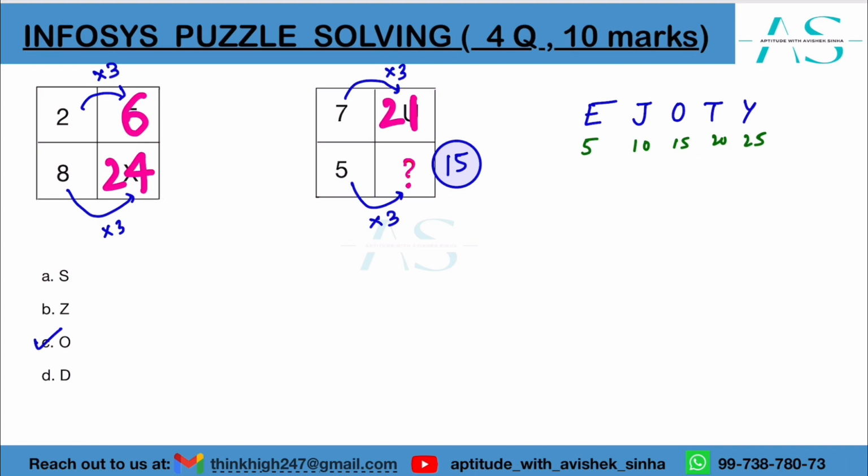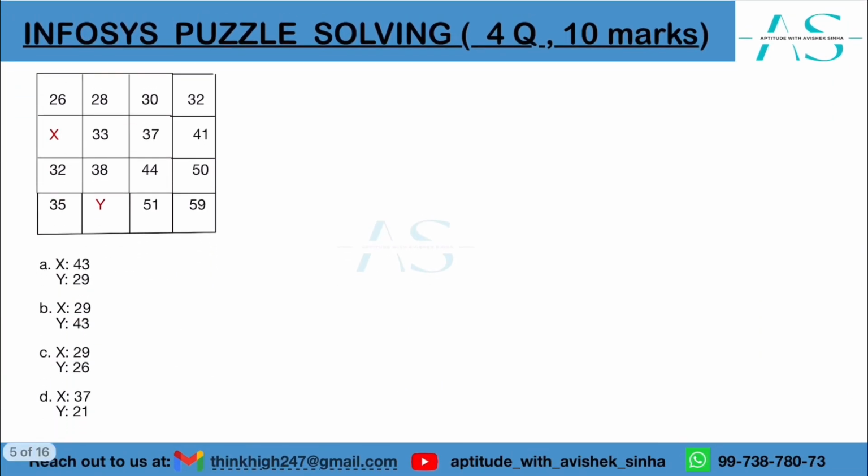Alright. Some sort of reasoning, some sort of analogy, some sort of connection must be going on throughout the patterns. Alright. Next one. What do we have? We have 26, 28, 30 and 32.